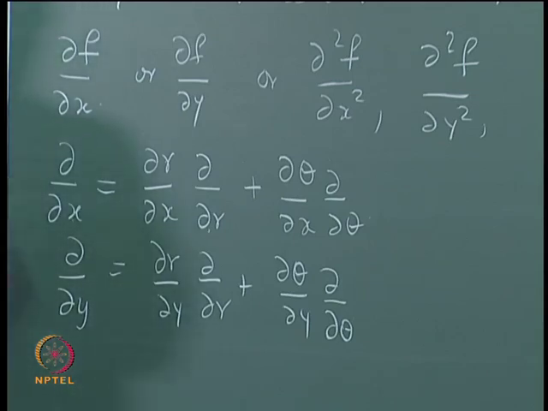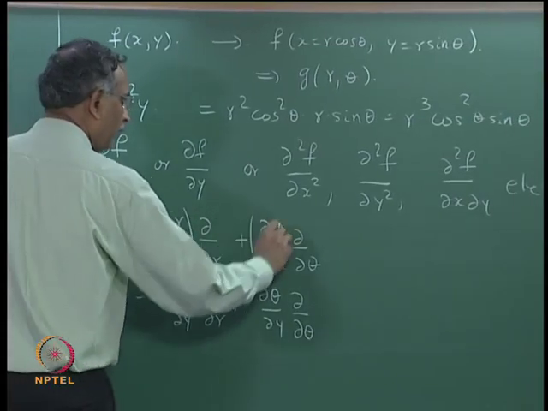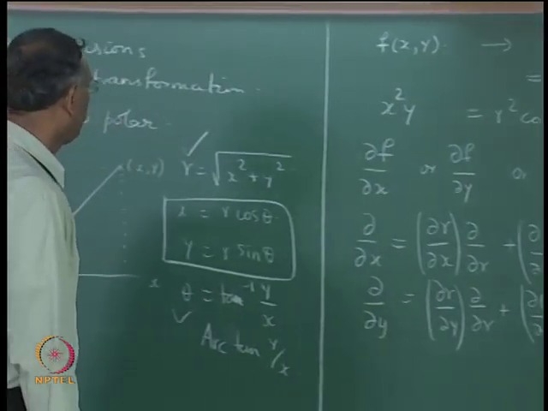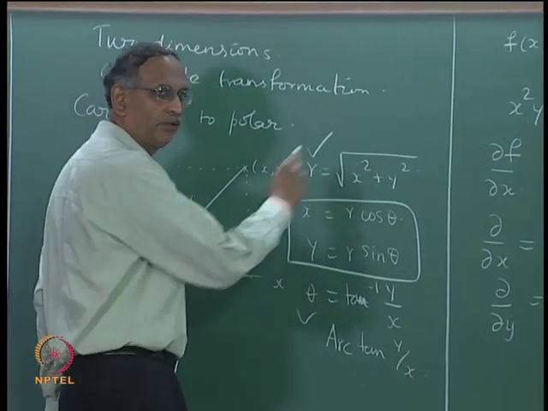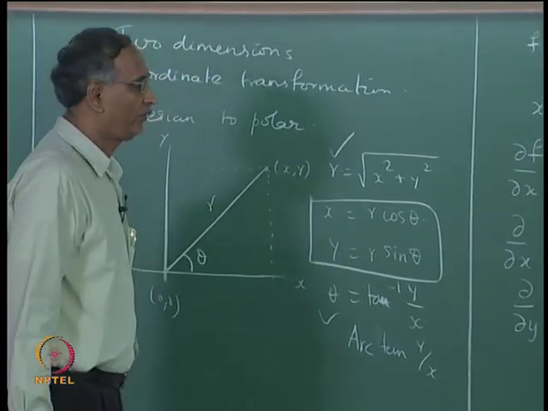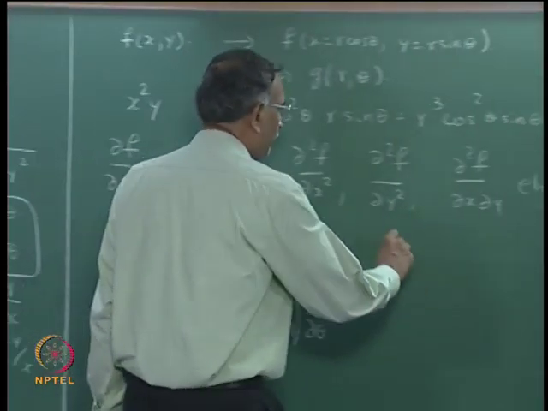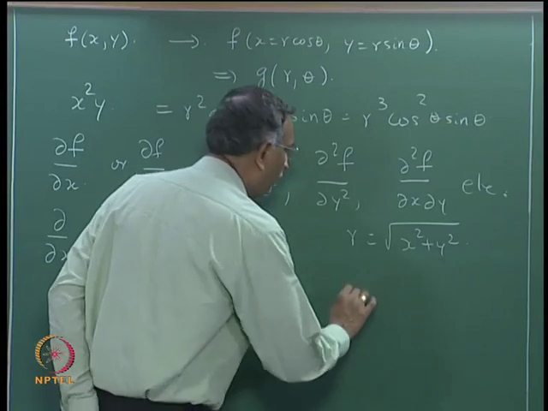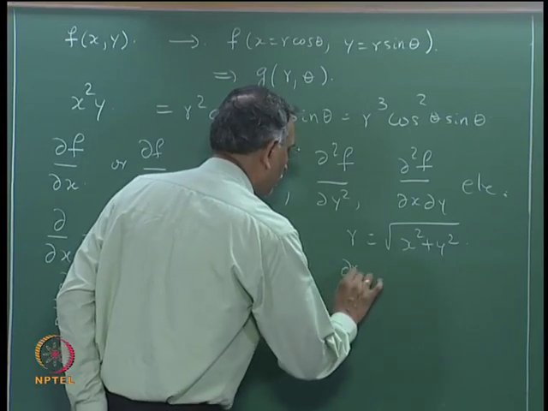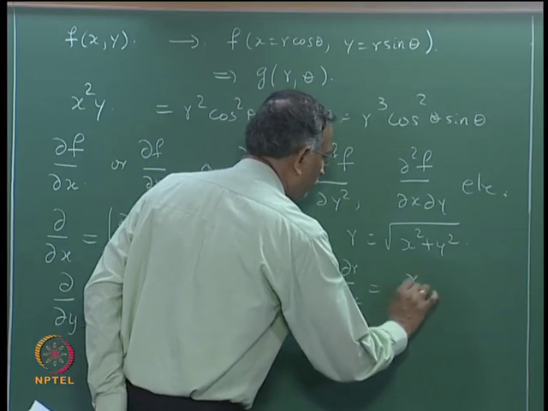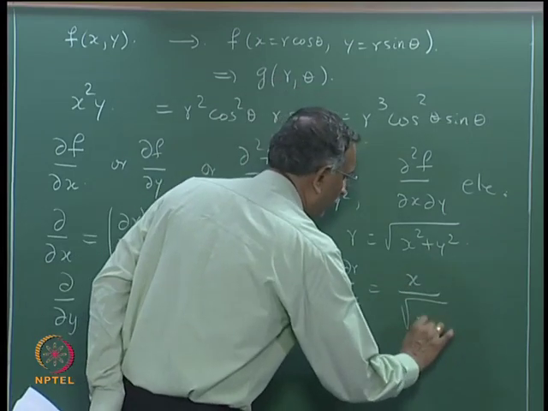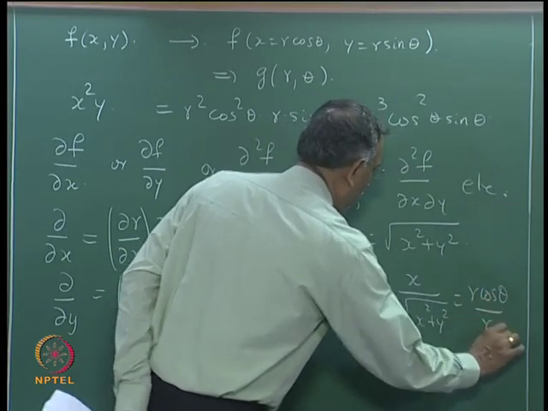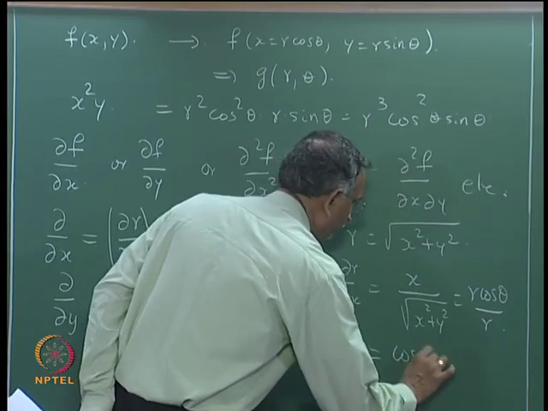Now, we can calculate these because these are keeping the other variables constant. And dou r by dou x, you can calculate using the relation r is equal to square root of x square plus y square. So, if you do that, dou r by dou x is going to be x by square root of x square plus y square, which is r cos theta by r, and therefore that is cos theta.